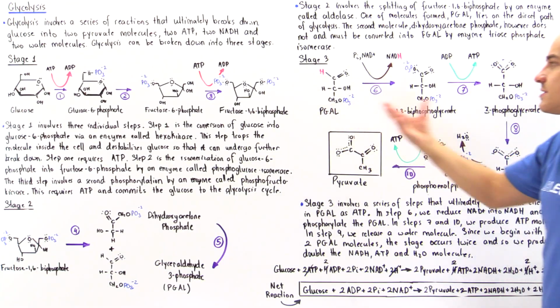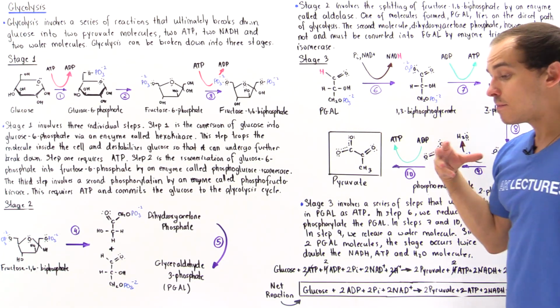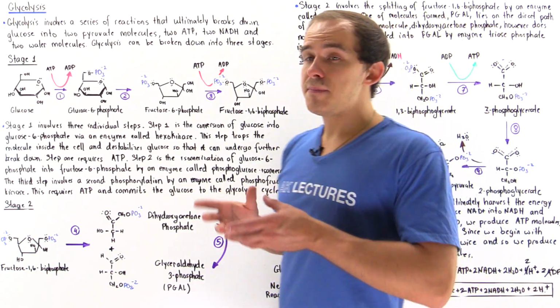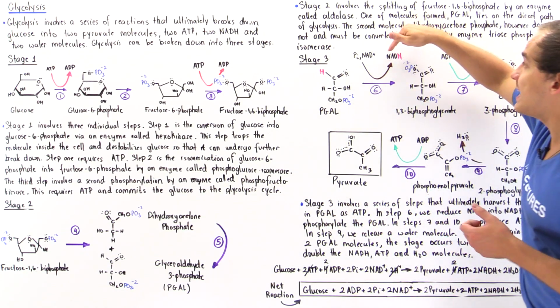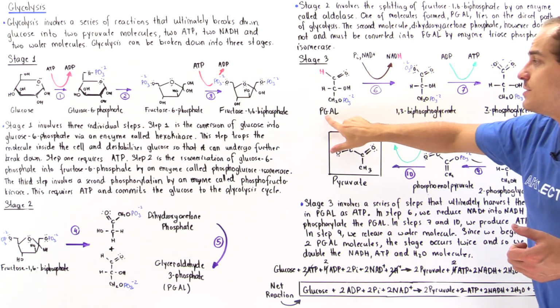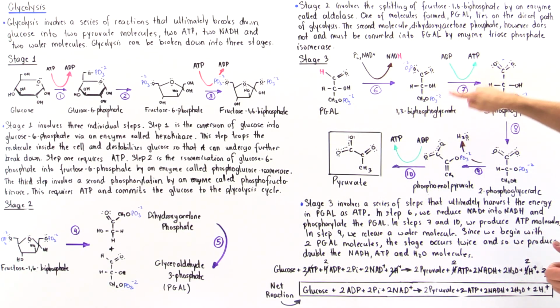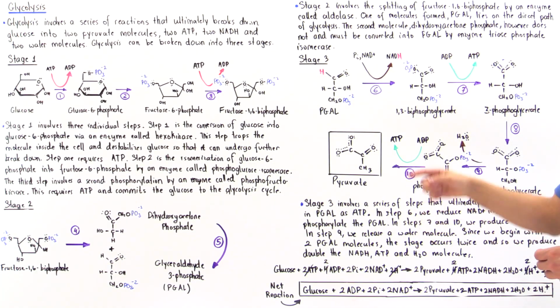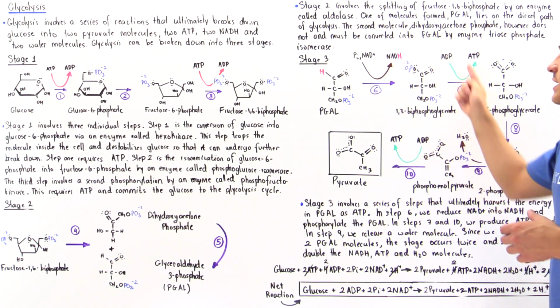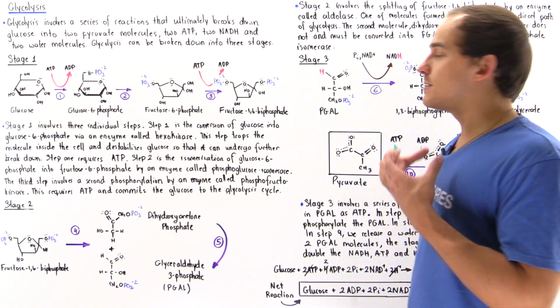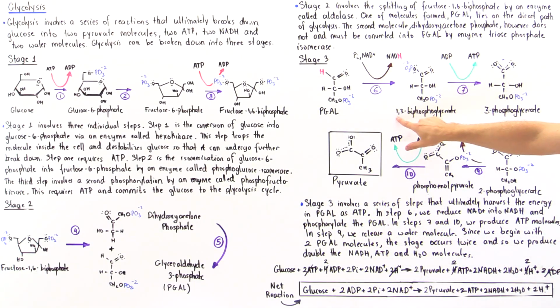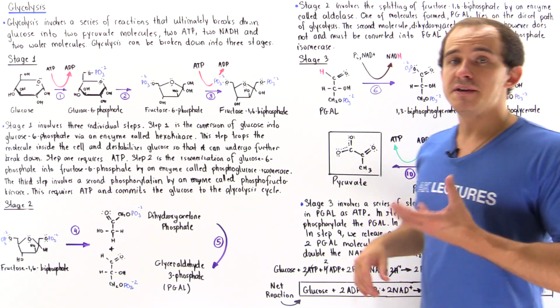So the entire purpose of step 6 is to reduce our NAD and oxidize this PGAL. And so we add a second phosphate group and we create a destabilized molecule. Now this 1,3-bisphosphoglycerate is also known as 1,3-BPG.